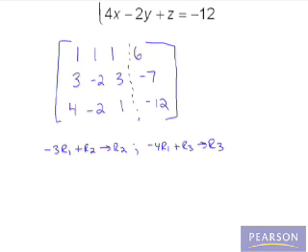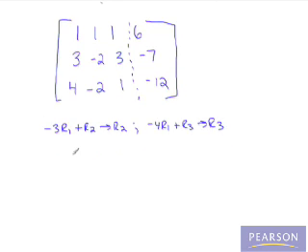So row 2 will change, row 3 will change, implying that row 1 will not change. So recopying row 1, we have 1, 1, 1, 6. Our new row 2 will be negative 3 times 1 is negative 3, plus 3, 0. Negative 3 times positive 1, negative 3, plus negative 2 is negative 5. Negative 3 times 1, negative 3, plus 3, 0. And negative 3 times 6, negative 18, and plus negative 7, negative 25.